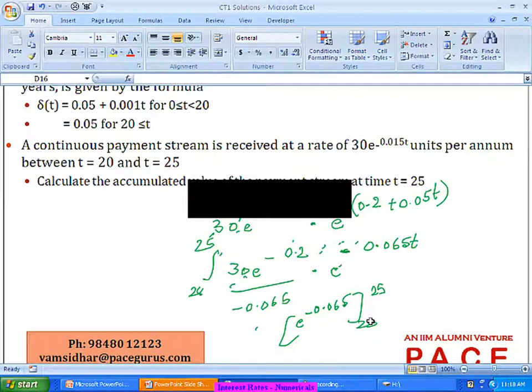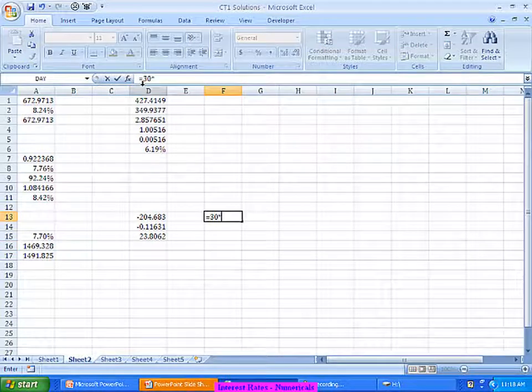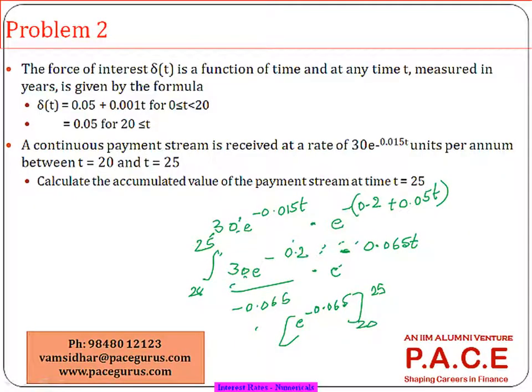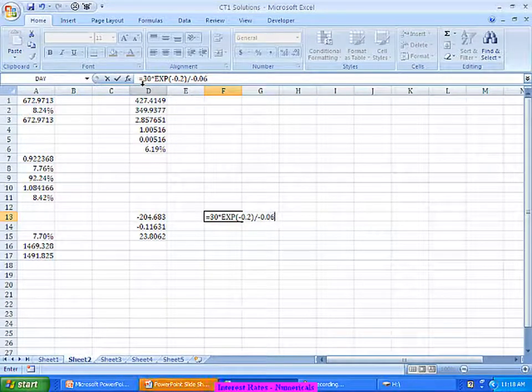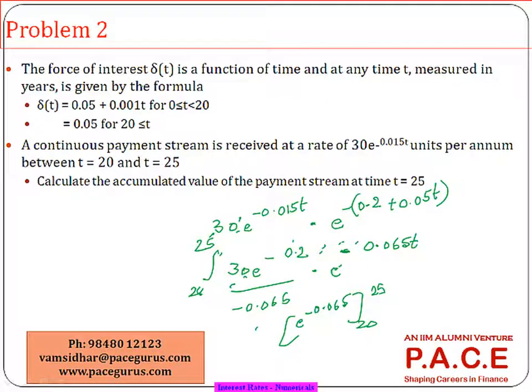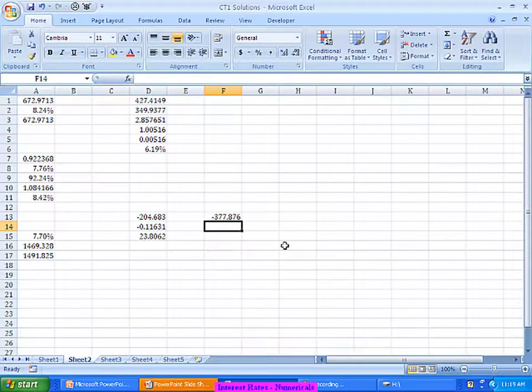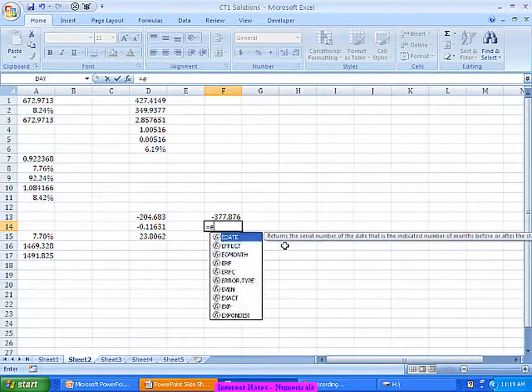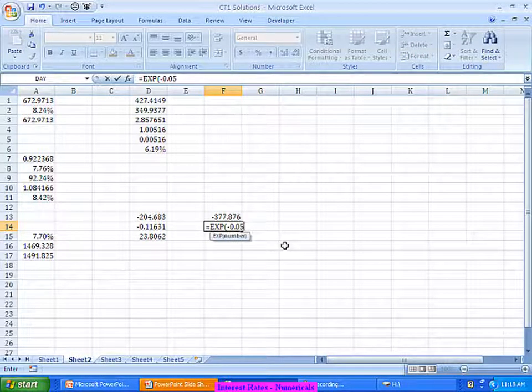30 into e power minus 0.02, the same way we have done here. 30 into e power minus 0.2 divided by minus 0.065. This part works out to minus 377, and this becomes e power minus 0.065 into 25 minus e power minus 0.065 into 20. So this is actually working out to, yes, also this part I am omitting, right? So e power minus 0.065 into 25 minus 20, which is 5.